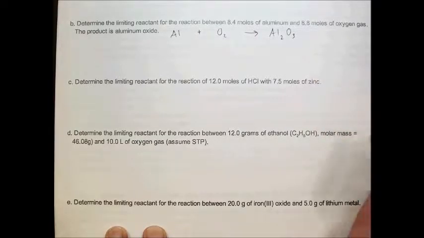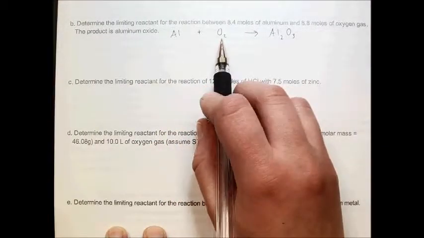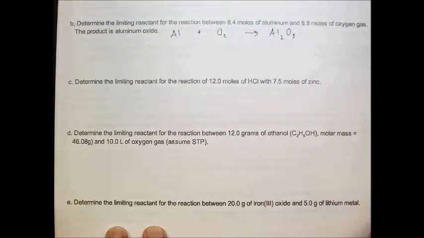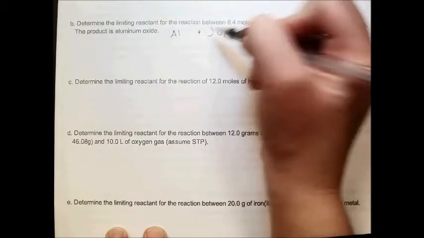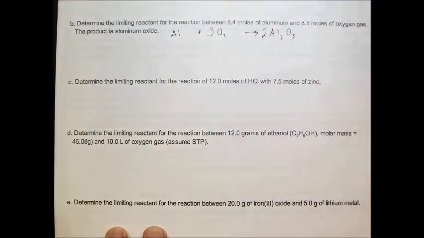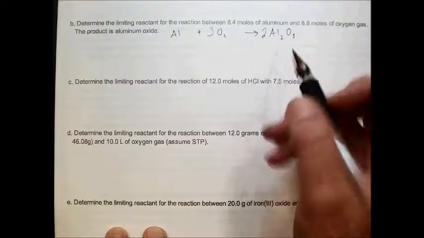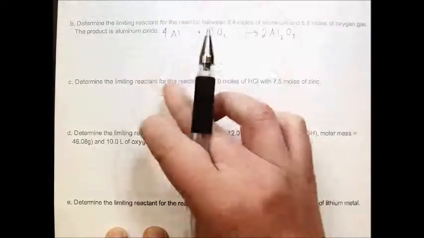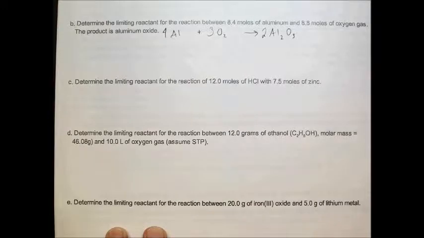Next thing I need to do is balance this equation. I'm seeing 2 oxygens and 3 oxygens to start with. So I'm going to make it so that I have 6 oxygens on both sides. In doing that, I just messed with the number of aluminums I have, so I need to put a 4 out front to make me have 4 aluminums on both sides. So there's my balanced equation.